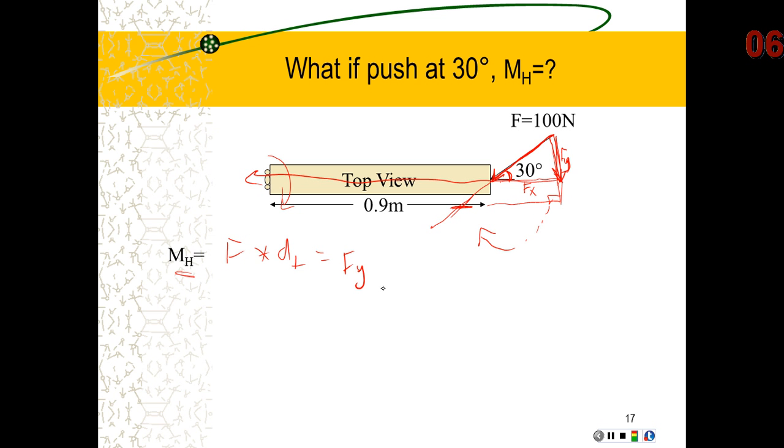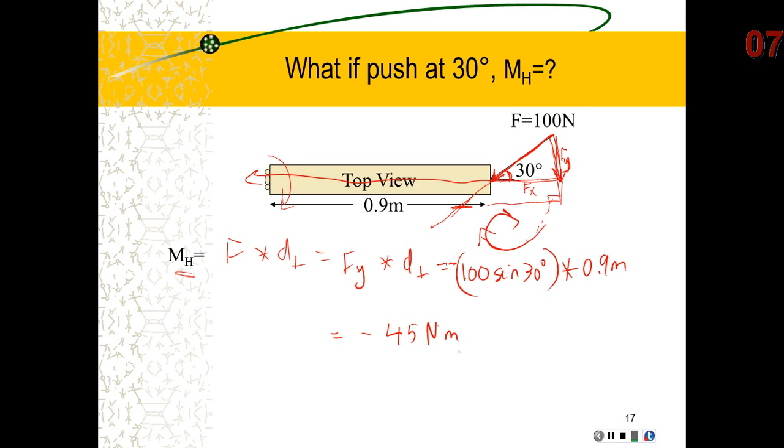So Fx times perpendicular distance, that will really be Fy times our distance. Fy is opposite of 30, so that'll be a sine function, and so it'll be 100, the force, times sine of 30 degrees. This will be our force. Our perpendicular distance is 0.9 meters. This will be, again, a clockwise, so it's going to be a negative. Plug that into our calculator, and we come up with a negative 45 Newton meter moment as being the moment about the hinges.